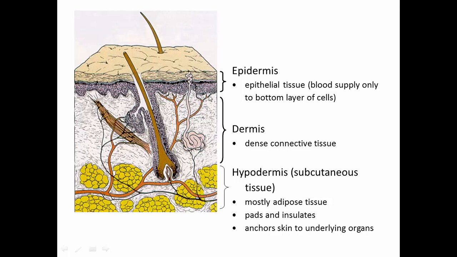Underneath the epidermis is the dermis, a layer of very dense connective tissue, and this layer receives blood supply, so all of the cells in this layer are living, and this is where all the major structures of the skin are found. Underneath the skin is a layer of fat called the hypodermis, or subcutaneous tissue, and it offers to pad us, insulate us, and it also helps anchor the skin to underlying organs like muscle.